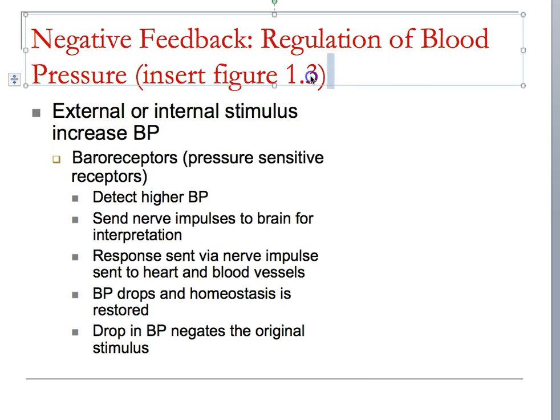Let's get rid of that up there. I don't want to insert any pictures at all.